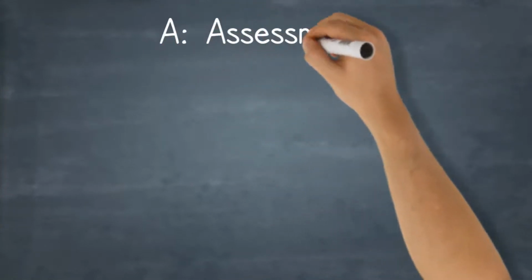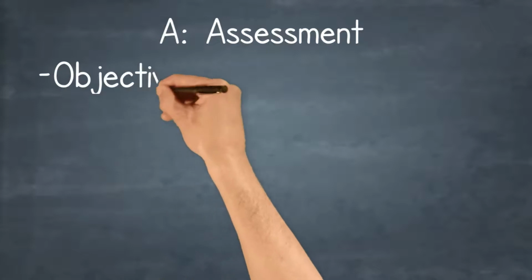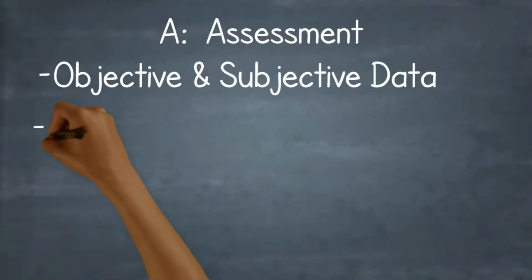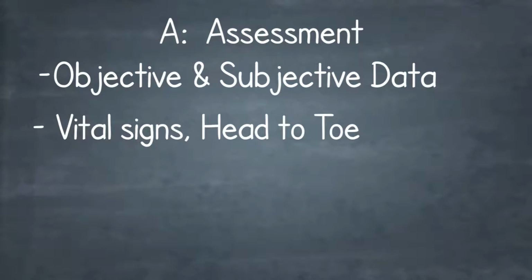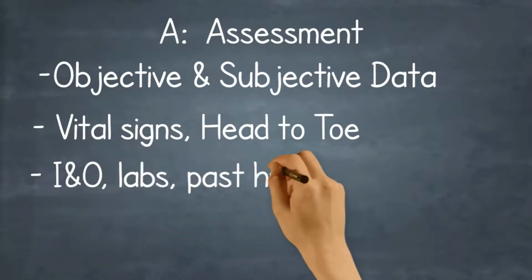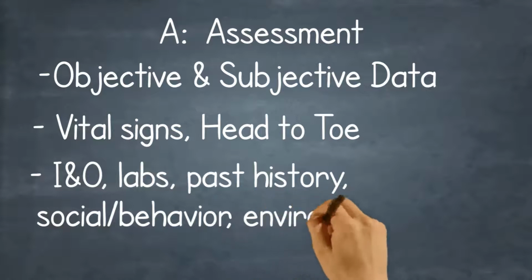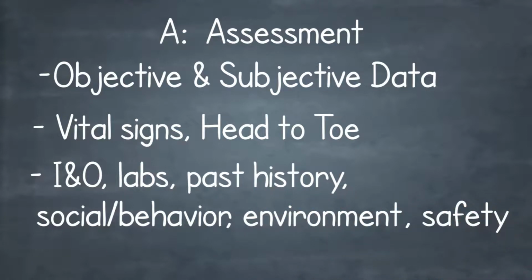This is Crystal Dilbury to talk about the nursing process. The first A stands for assessment. That is the objective and subjective data that you collect from the patient. Subjective data is what the patient is telling you, so things like pain, nausea, trouble breathing. Objective are the data points that you collect, so vital signs, your head-to-toe assessment, but also other things like what is the patient's I&O, what do their labs look like, what's their past medical history, what are the social or behavioral cues that you're seeing, what are the things that you see in the environment, and what are safety issues that you're seeing in the environment.